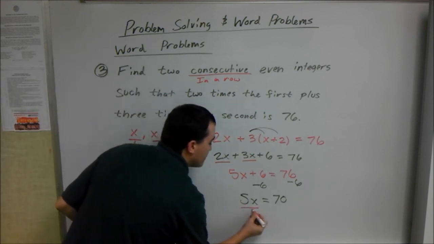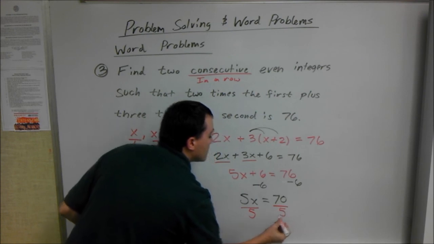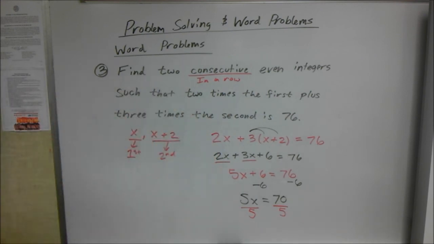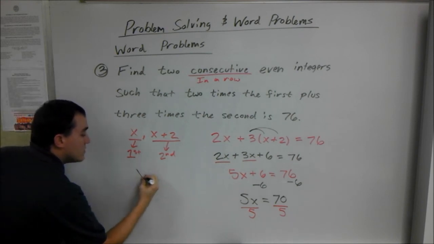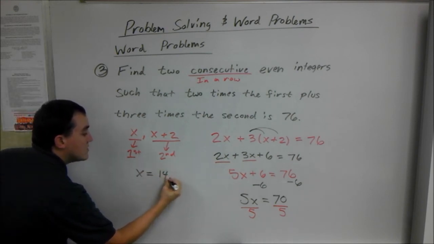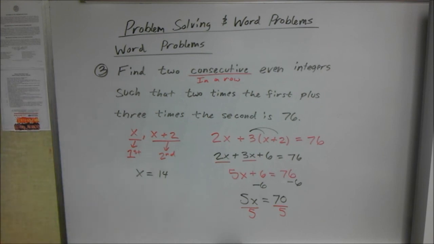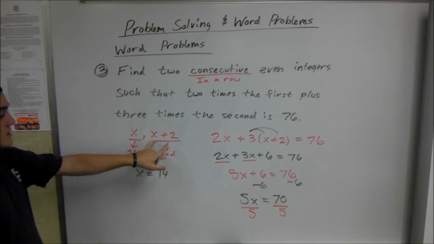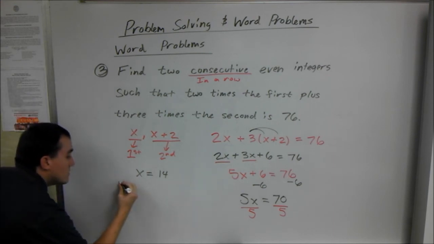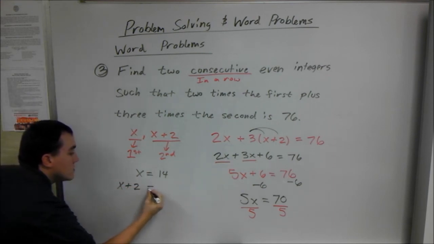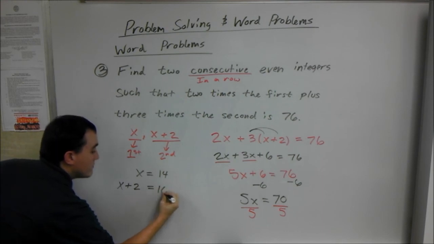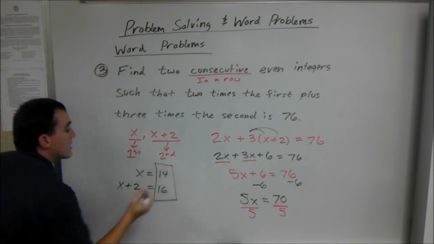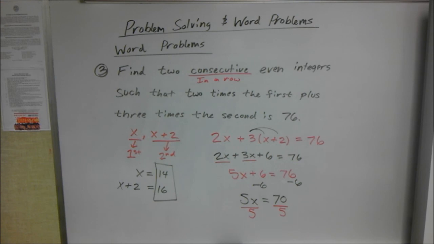So that's going to tell us x. That's our first number. So we know x equals 70 divided by 5 is 14. So that's our first number. That means our second number, x plus 2, is 16. So here are our two consecutive even integers. And that's it for today.